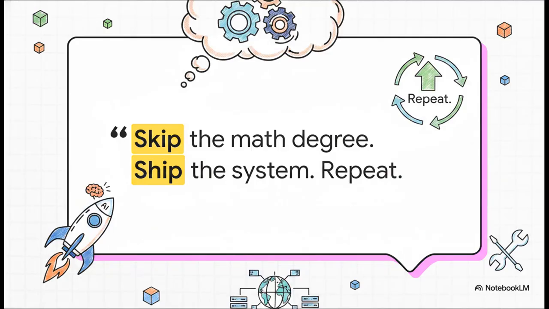Let's kick things off with a pretty bold mantra that sits right at the core of our source material today. Skip the math degree, ship the system, repeat. I love this because it completely reframes the whole AI conversation. Just a few years ago, working in AI meant you basically needed a PhD in statistics and deep learning. But today, the modern AI engineering paradigm is all about practical tool use, system architecture, and rapid deployment. It's really about taking these incredibly powerful foundation models and shipping real-world value.